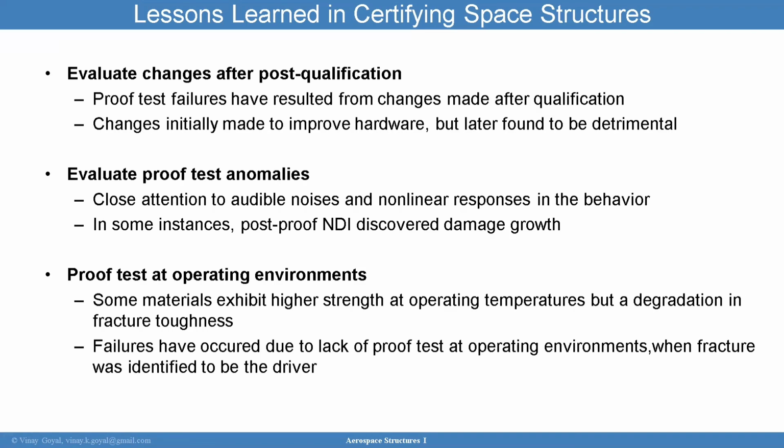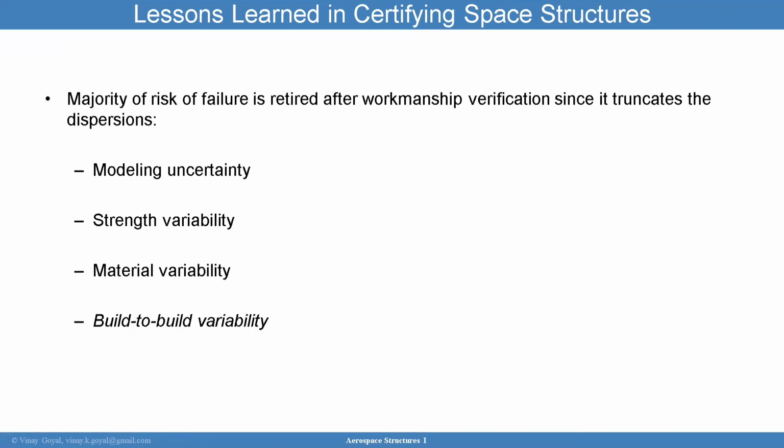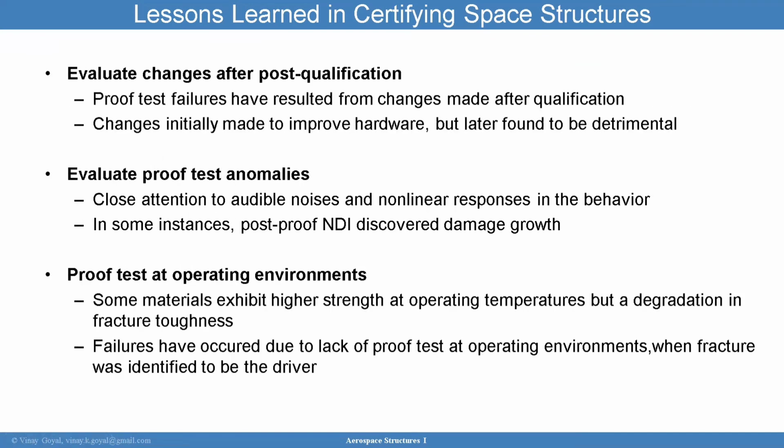And as a consequence, if you want to do an acceptance test program that's comprehensive, you want to make sure it's good. And so if you change anything after the acceptance test, or you change anything after the post qualification testing, that can be a problem. And you want to make sure that any changes after the post qualification be evaluated. Proof test failures have occurred because people thought that they were improving their hardware, but instead it was detrimental to the hardware. Evaluating proof test anomalies is quite important.